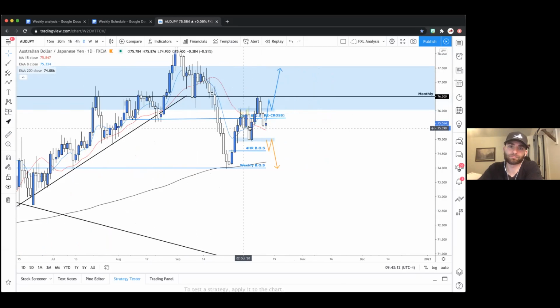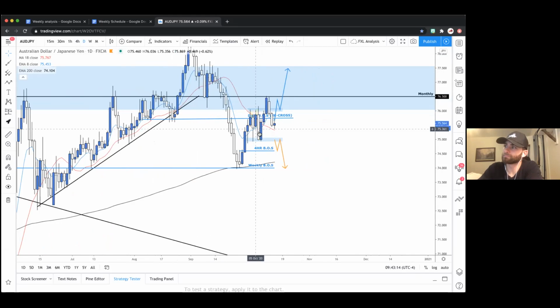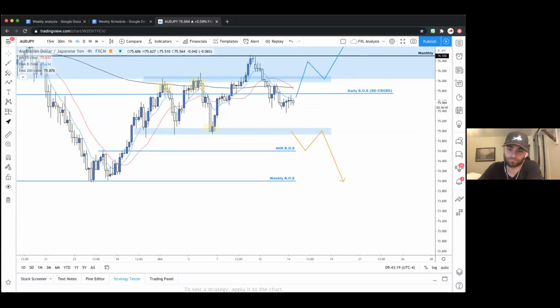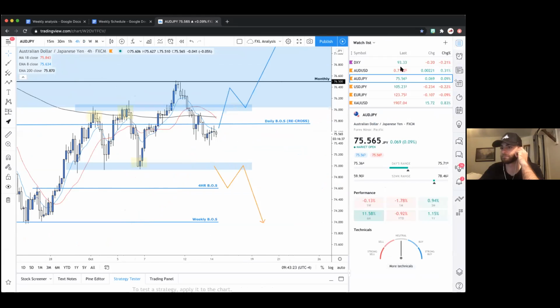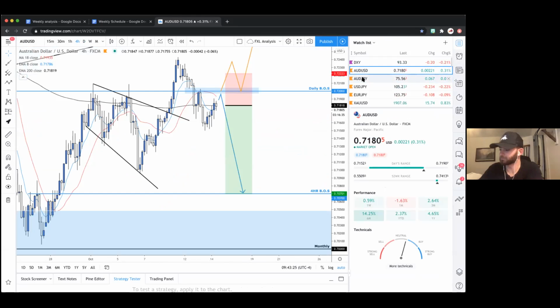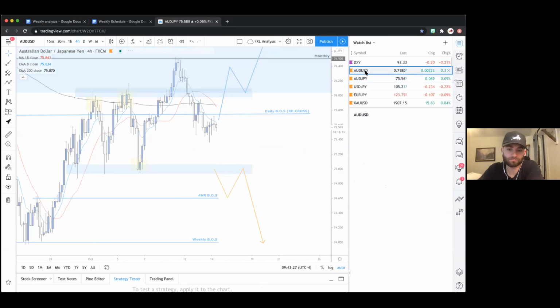We do have an MA cross on this daily time frame to go bullish. So we'll see. We just have to wait and see how this range plays out. But yeah, looking good so far. Nice little consolidation. Look how close AU and AJ look.